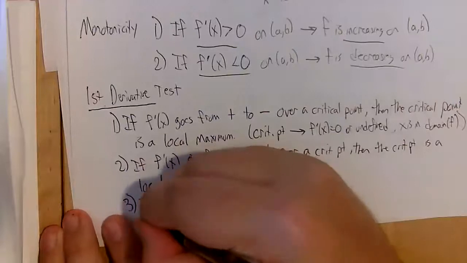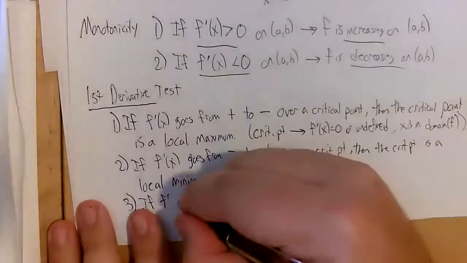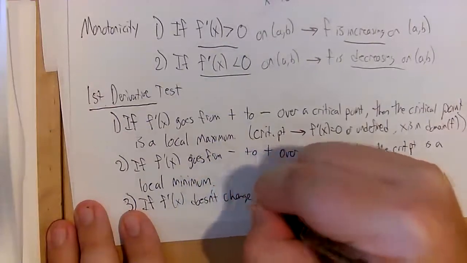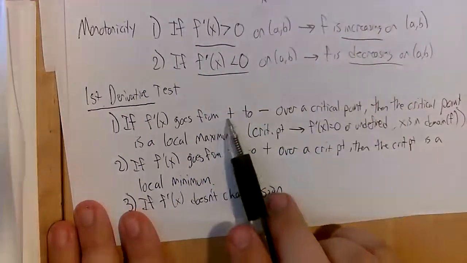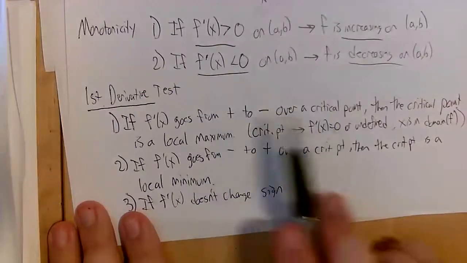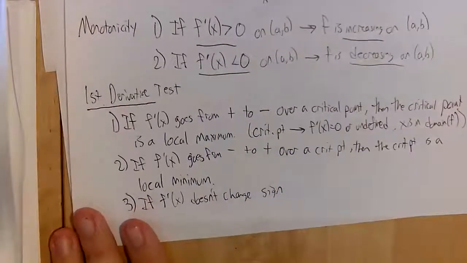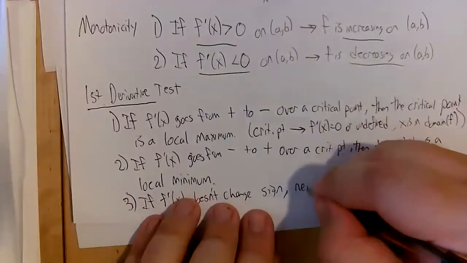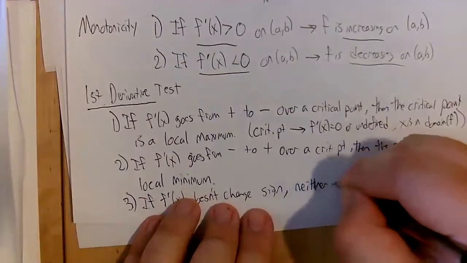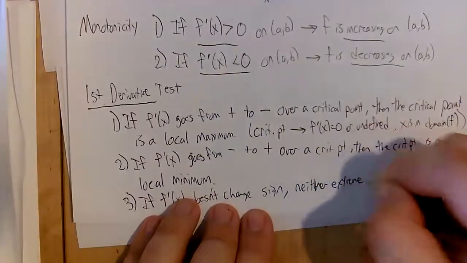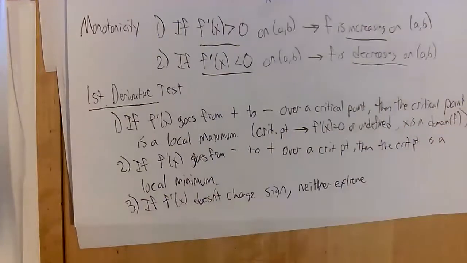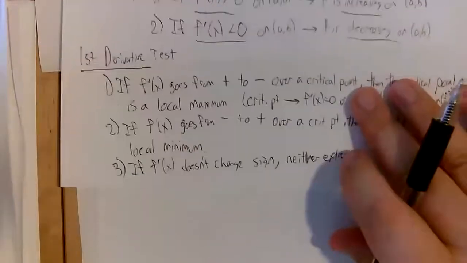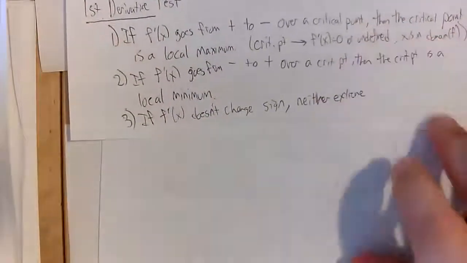And the third scenario is if f prime of x doesn't change sign. Like maybe it's positive and then it stops for a moment at 0 and then it continues being positive, or same with negative. It's neither extreme. All right, so we don't have a local max or min if it does something like that.